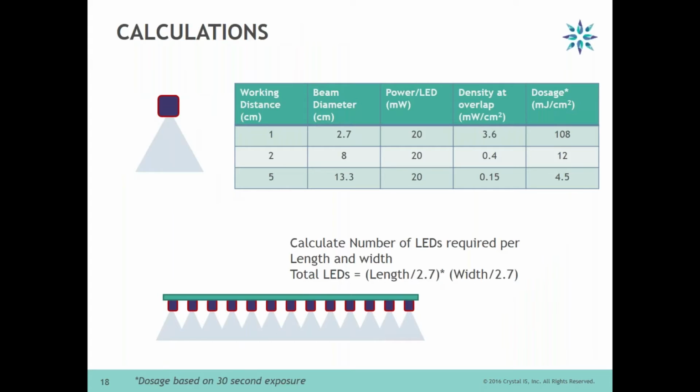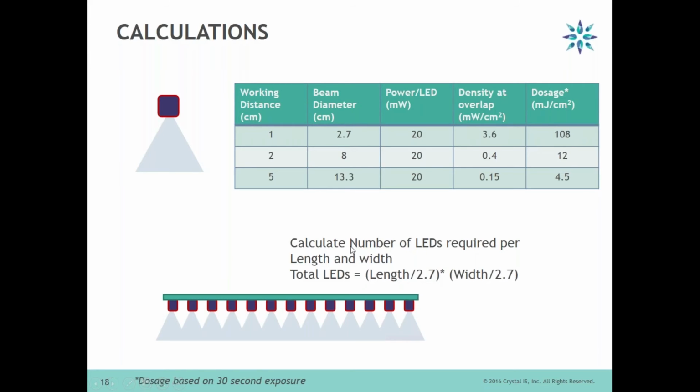So what I have done here is a basic calculation, and I'm trying to show what we can do. For example, if you have a working distance of 1 centimeter, what is the beam diameter? What would be the density at the overlap? What I mean by overlap here is that when you place two LEDs next to each other, you need to make sure that you are getting continuous coverage on the surface you are trying to disinfect. So where it is going to overlap is a very critical design factor when you are designing with multiple LEDs. And then what kind of dosage you are going to achieve.